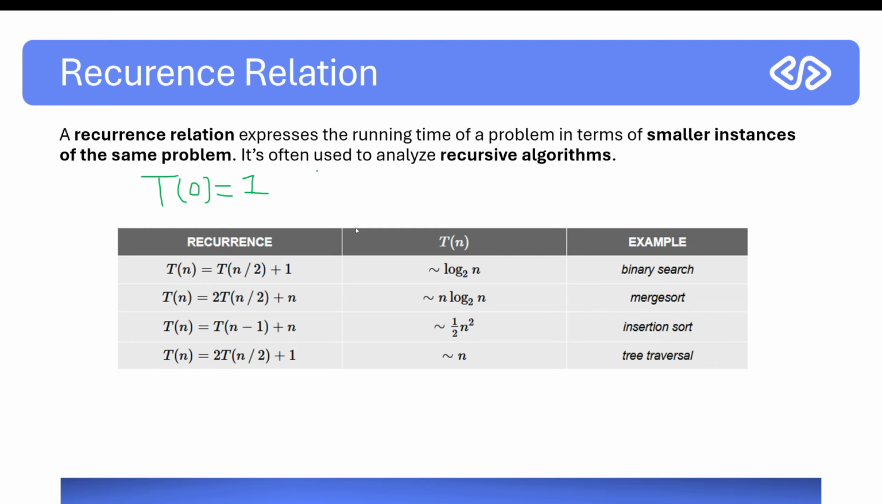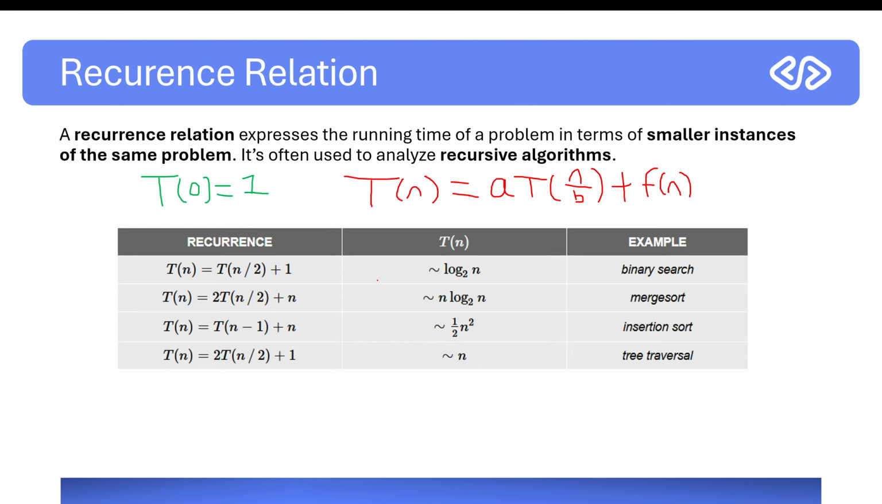But it's going to have a general form. So let me get a different color. The core of your recurrence relation is you're going to have A times T of n by B, and I'll explain what A and B are. And then you're going to have plus some function about the effort, or how costly this operation is at this n.